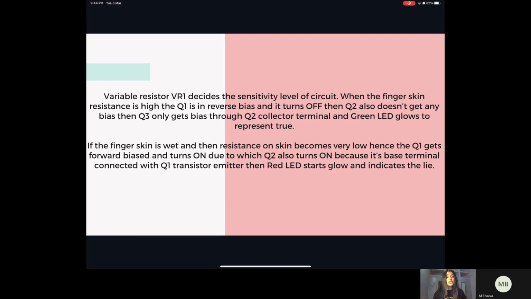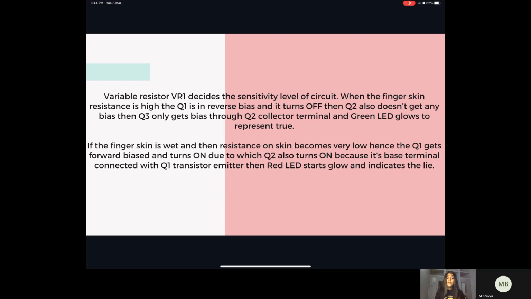When the finger skin resistance is very high, Q1 becomes reverse biased and it turns off, and Q2 also doesn't get any bias. The only bias which is taken is by Q3, and it gets that bias due to the Q2 collector terminal. And the green LED glows, which represents the truth.